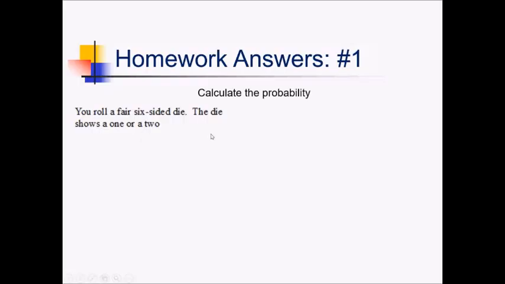For this one, we want to find the probability of showing a 1 or a 2 on a six-sided die. These two events are disjoint, they're mutually exclusive. It can't be a 1 and a 2 at the same time. Since they're disjoint, we just have to add the two probabilities together without subtracting any kind of overlap.